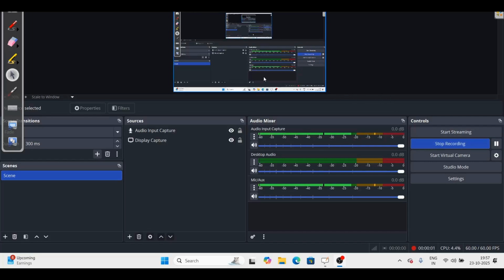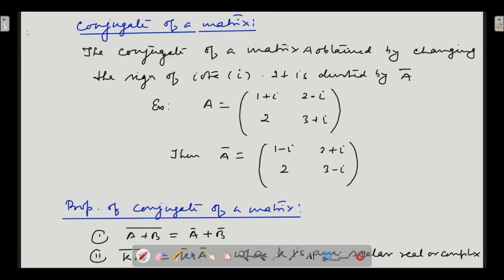Let us learn about the properties of conjugate of a matrix. So what are the properties of conjugate of a matrix? Have a look. Suppose we have two matrices A and B, and if we take A plus B complete conjugate, then that can be written as A conjugate plus B conjugate.